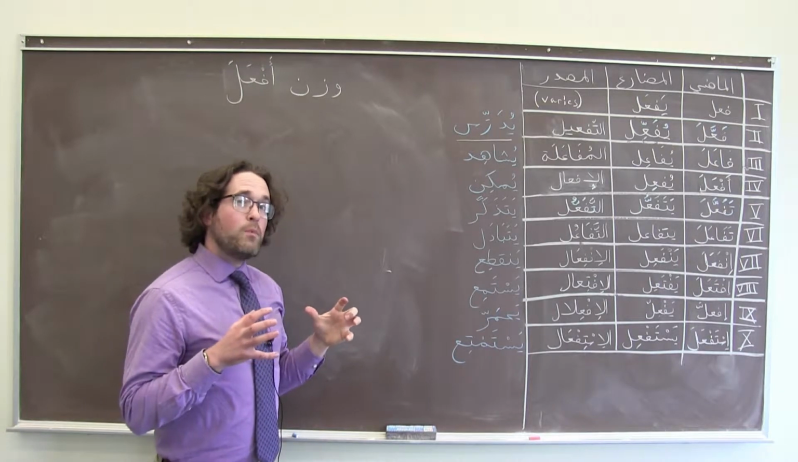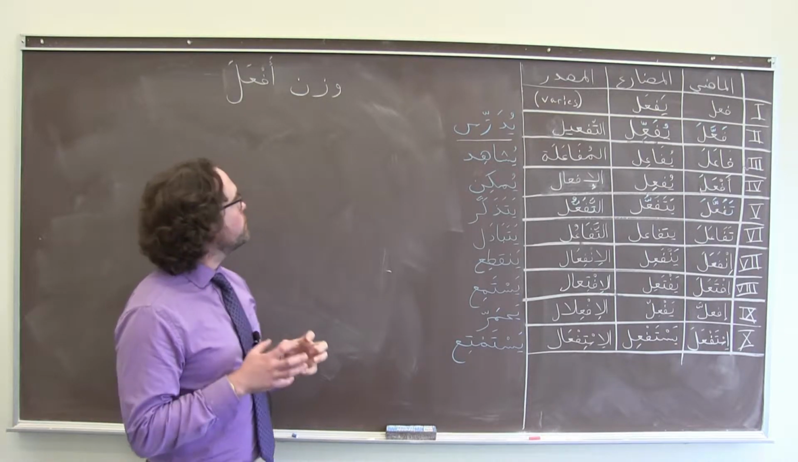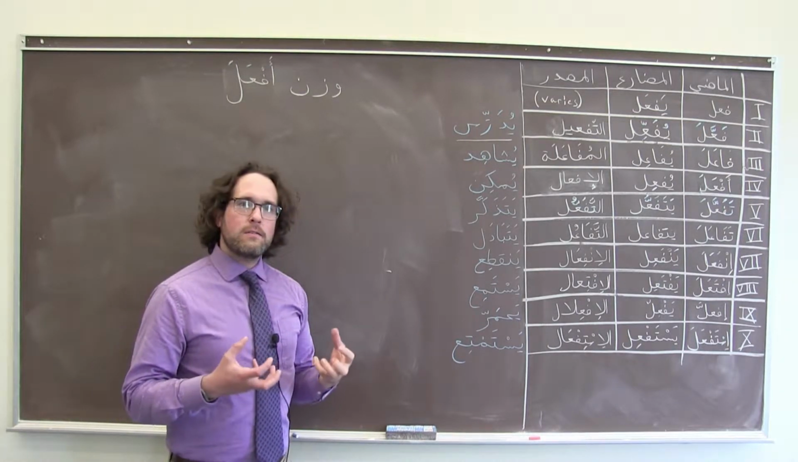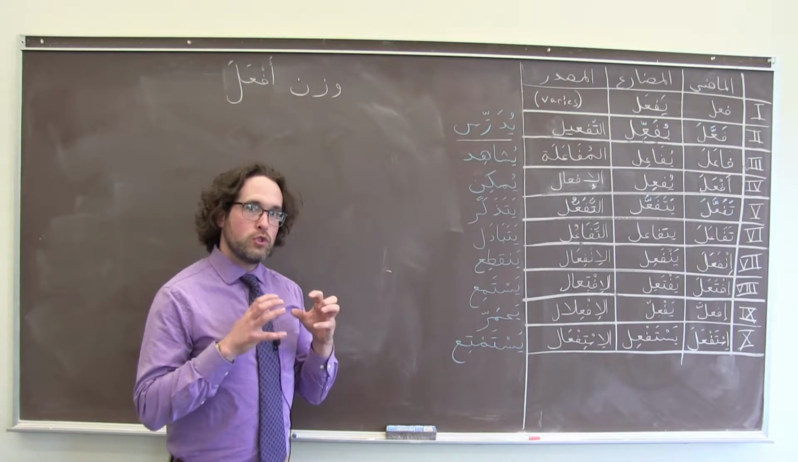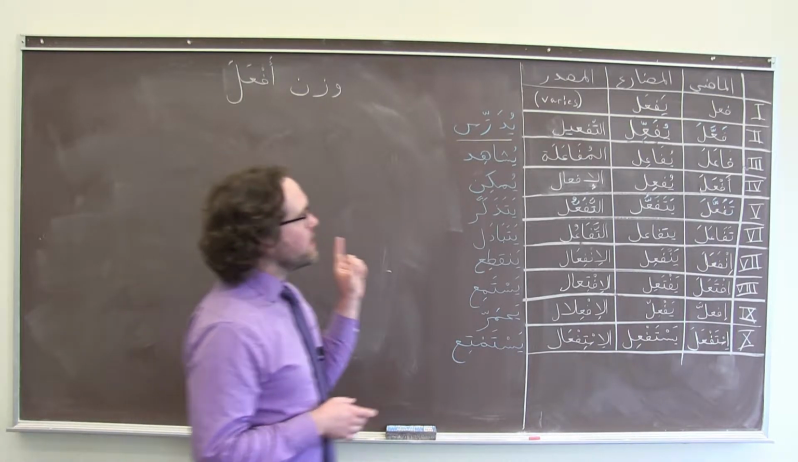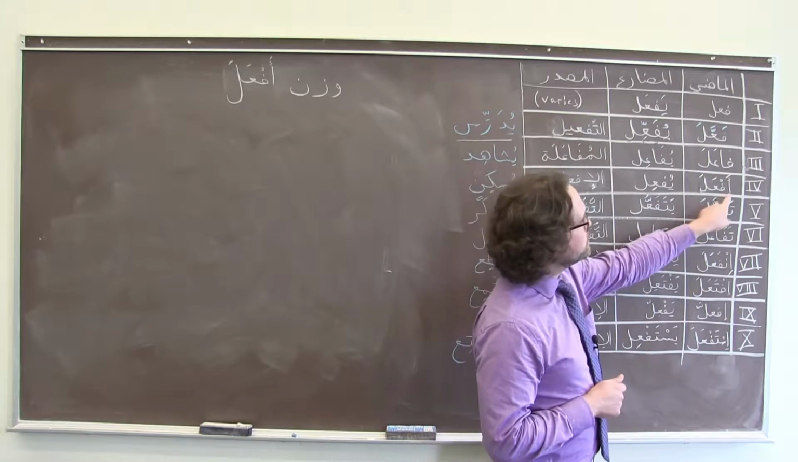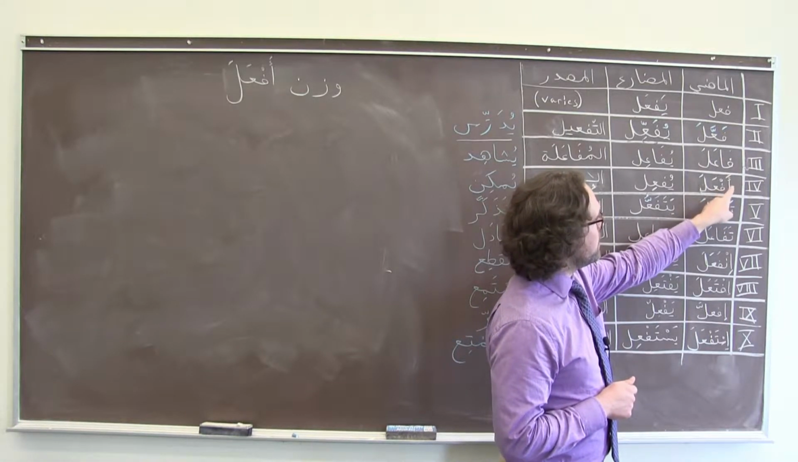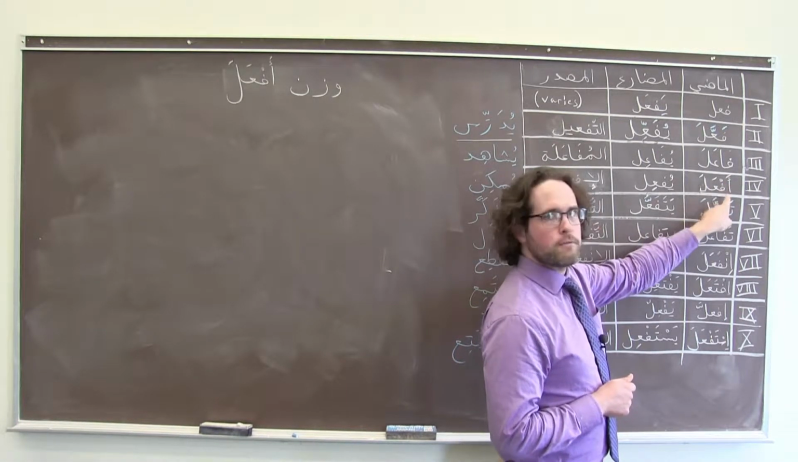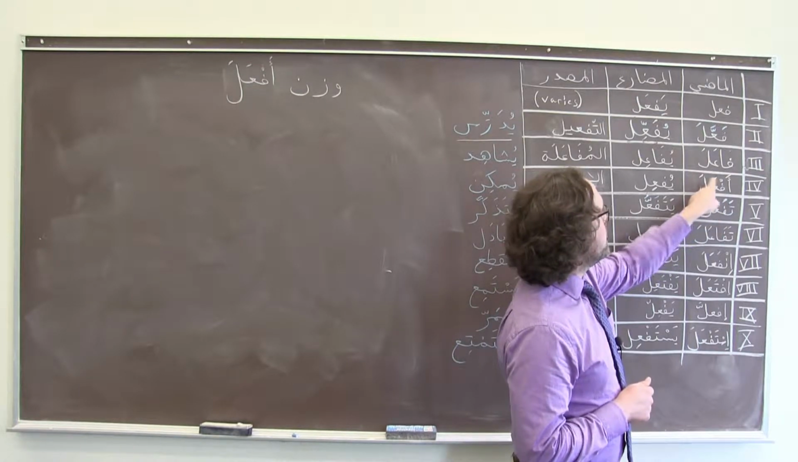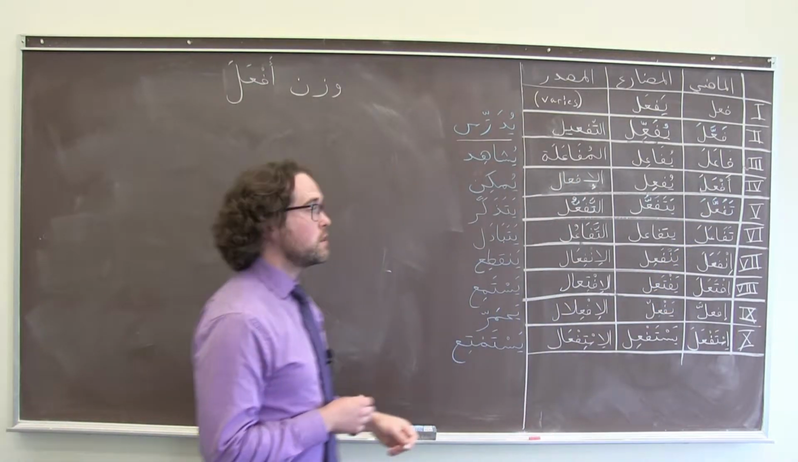In terms of how we put together a form 4 verb, we take the meaningful judr and then we add a couple of things to it. In the past tense, we would add an alif with a hamza and a fatha on it, and then a sukoon on the first letter of the judr, and then 2 fathas over the remaining letters of the root.